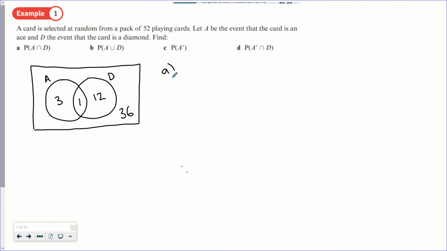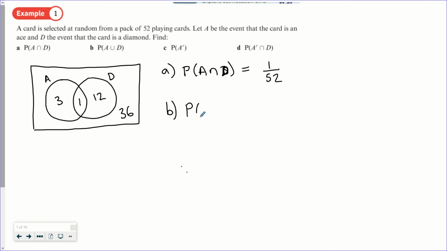So in part A we're asked to find the probability of A and D happening. So that's the probability that we pick a card that's both an ace and a diamond. So we can see from our diagram that there's only one card that's an ace and a diamond, and it's one card out of 52, so the probability is 1/52.